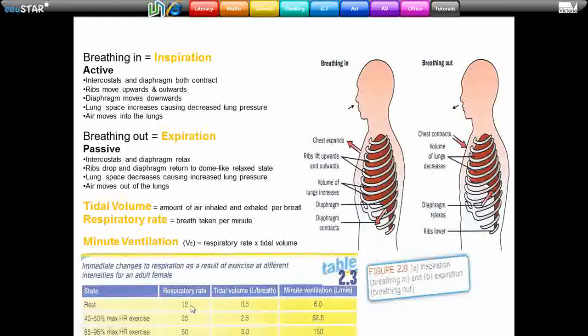A couple of things with regard to respiratory rate and tidal volume. You can see here, when you're at rest, you breathe about 12 times per minute. When you're close to maximum, we're up to about 50 breaths per minute. So it quadruples between rest and maximal exercise. The tidal volume, the amount of air that you breathe in and out each breath, goes up from 0.5 to 3.0 litres per breath. And the minute ventilation, which is a product of these two, is obviously also going to increase up to 150 litres of air coming into your lungs per minute.